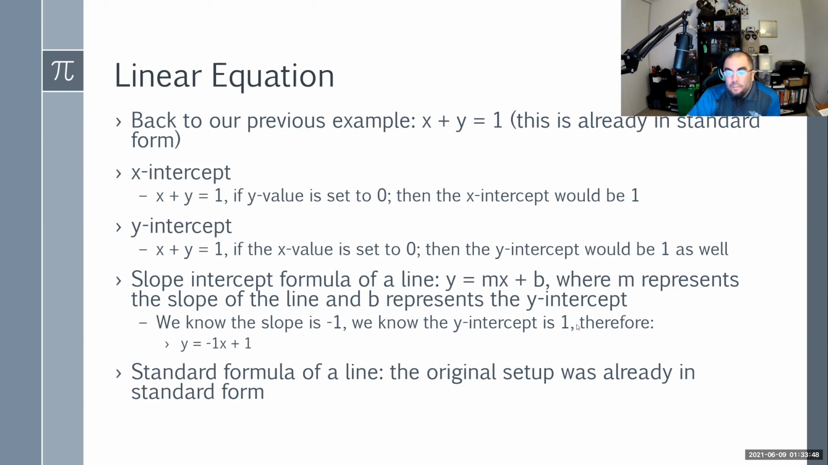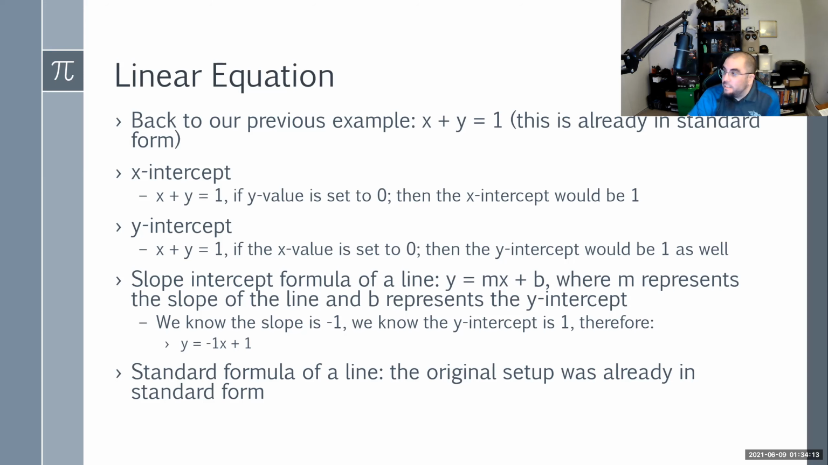The slope-intercept form of the line, y equals mx plus b, where m represents the slope of the line and b represents the y-intercept. We know that the slope of the line is technically 1 over -1, or just -1, because 1 over 1 is 1. We know that the y-intercept is 1 from above. So therefore, the formula is y equals -1x plus 1.